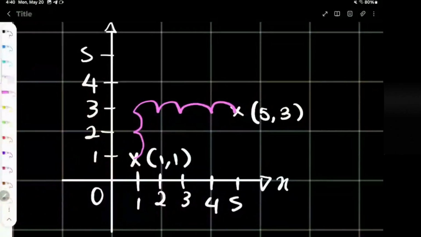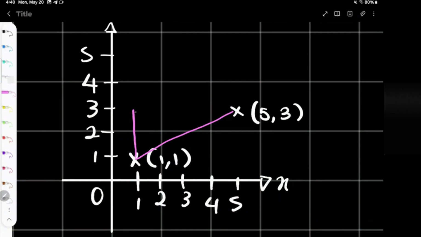So the distance here, right? They want the distance, right? So the distance will be this thing here. Okay, they want the distance in this thing here. So if you actually were to draw a perfect line, right? It will be like this. And what is this called? This is a triangle.